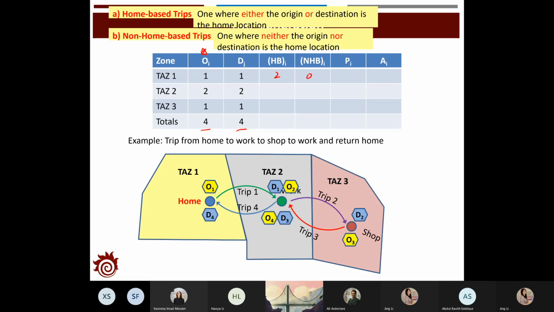What about zone 2? How many home-based trips? How many non-home-based trips? 2 home-based trips and 2 non-home-based trips. Okay, so which 2 will be the home-based trips? Which 2 will be the non-home-based trips?